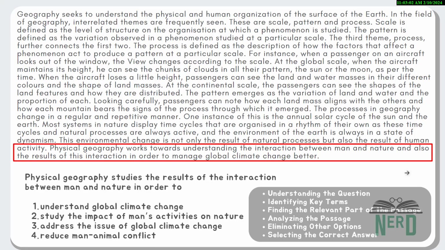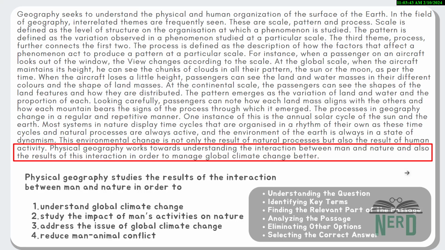So the option that says understand global climate change, right? So it is somewhat correct but too general and does not capture the proactive approach of managing or addressing the issue as stated in the passage. Then study the impact of man's activities on nature is a part of what physical geography does but does not encompass the goal of managing or addressing climate change, right? Then reduce man-animal conflict, right, is not mentioned in the passage at all and is unrelated to the context, so easily it can be eliminated, right?